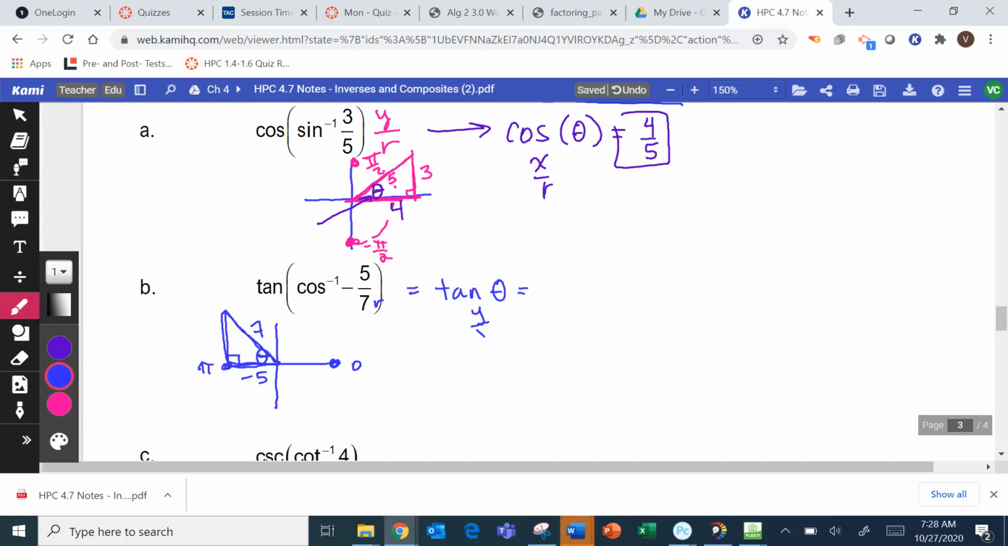And tangent is y over x, so I have to find the y value. This is not a triple and it is not a special right triangle, so I'll just use the Pythagorean theorem. 5 squared plus y squared equals 7 squared. So we get y is 2 square root 6. So I'm going to put y, 2 square root 6, over x, which is negative 5. So I'll put that negative in front, and we are done.